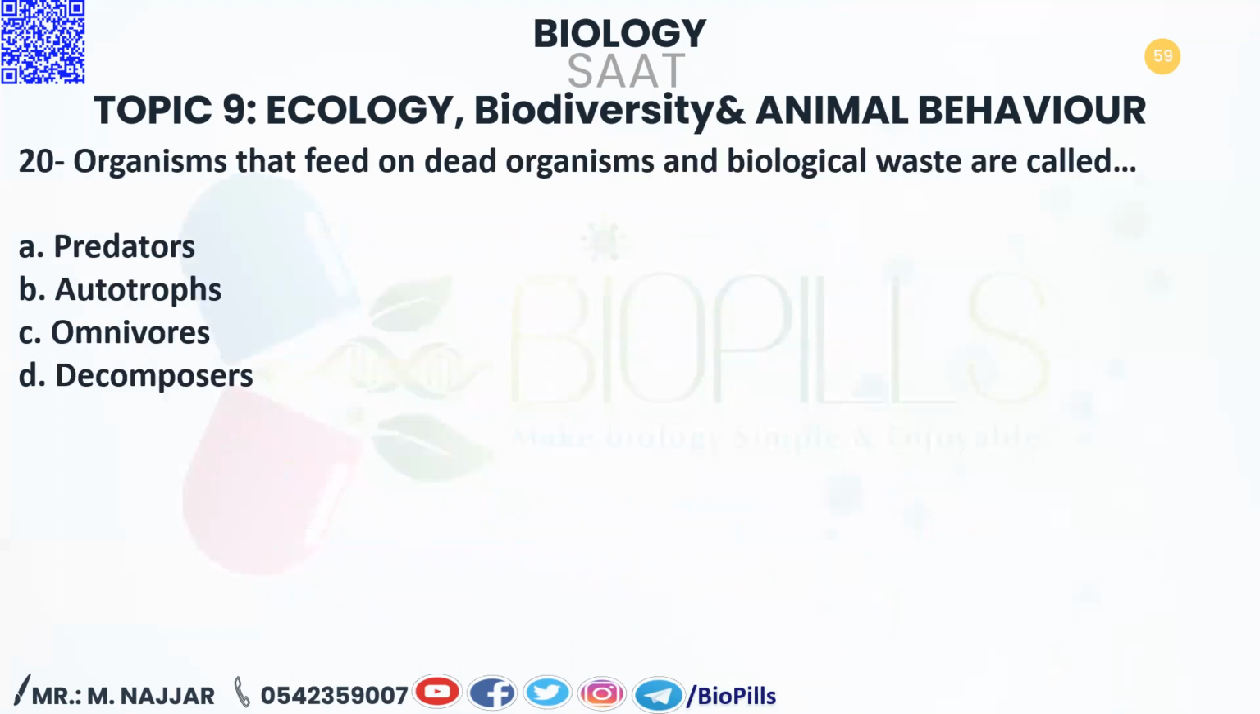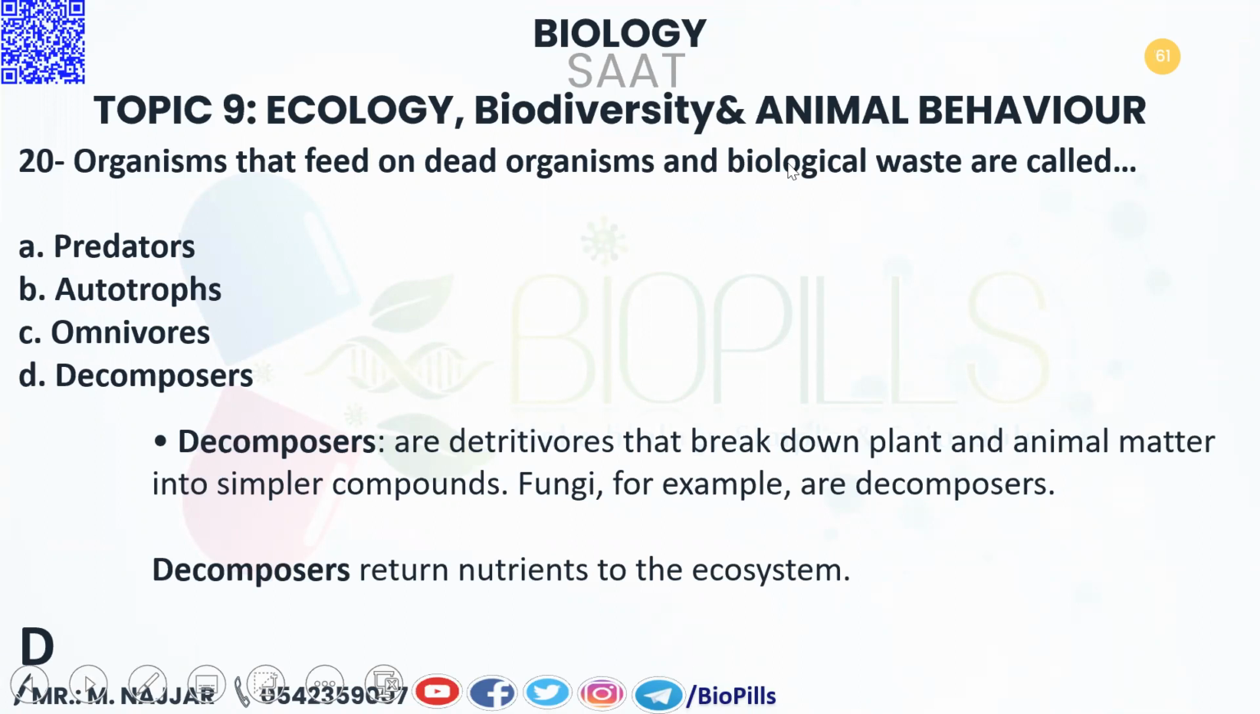Question number 20, organisms that feed on dead organisms and biological wastes are called A, predators, B, autotroph, C, omnivores, D, decomposers. Of course, it's very obvious. It is D, the decomposers. They are detritivores that break down plant and animal matter into simple compounds. Their main function is returning the nutrients and making them available and free in the ecosystem, to be used by other autotrophs in order to build new biological molecules.